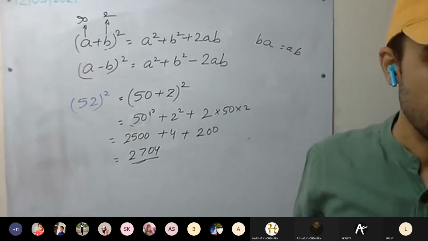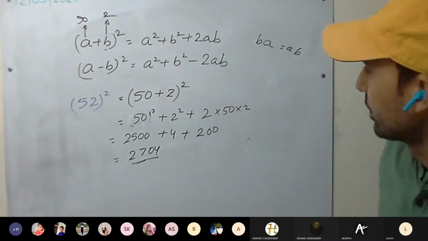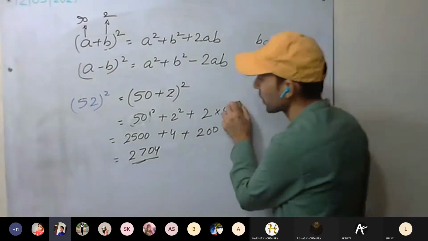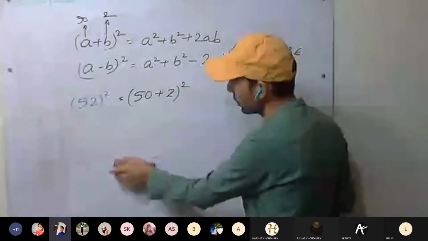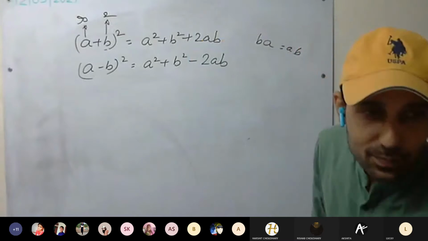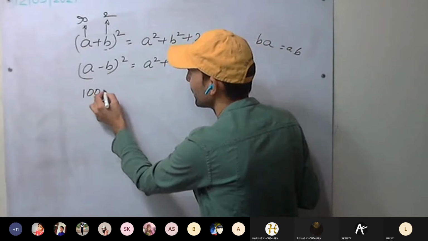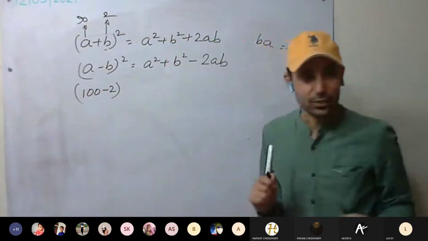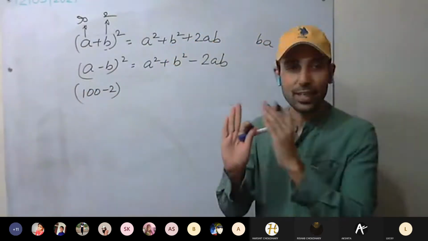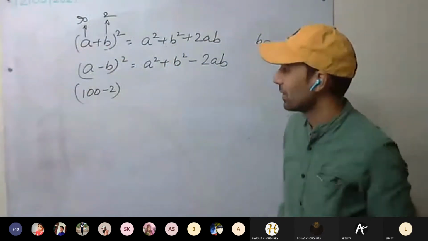Okay. Next one, how are you going to do 98 square? How can you write it? 90 plus 8, or something else? 90 plus 8 square. Why 90 plus 8? Can I write 100 minus 2? Yes or no? This is easier. 98 is 100 minus 2. Either a plus b or a minus b.